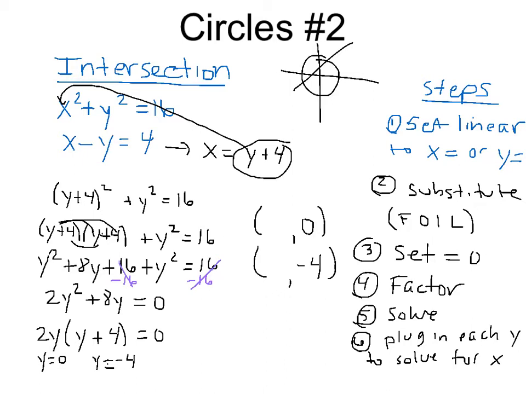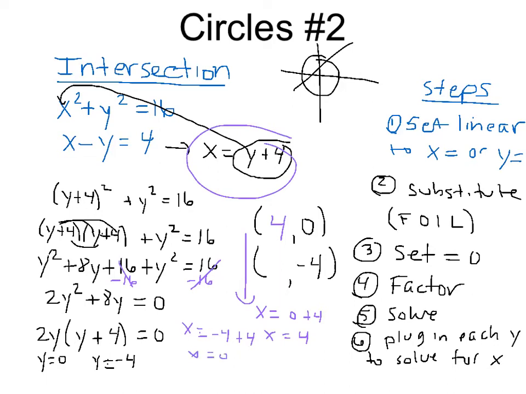I'm going to switch colors for us. So now we're going to plug 0 in, and we're going to plug in negative 4. And I'm going to use this equation up here to solve for x. So we know that x is equal to 0 plus 4. So when y is 0, x is 4. Then we're going to plug in negative 4. So x is equal to negative 4 plus 4. So x would be equal to 0. So when y is negative 4, x is 0.